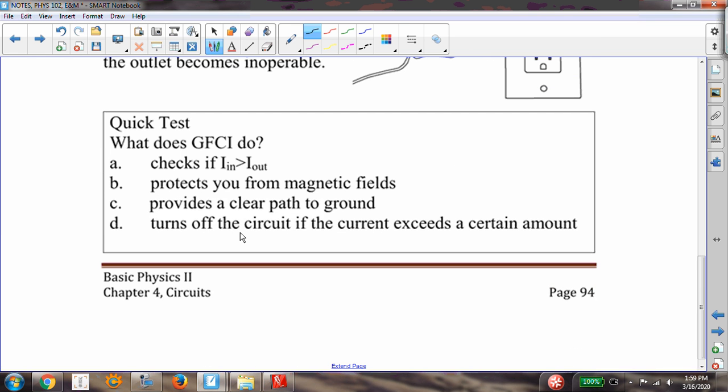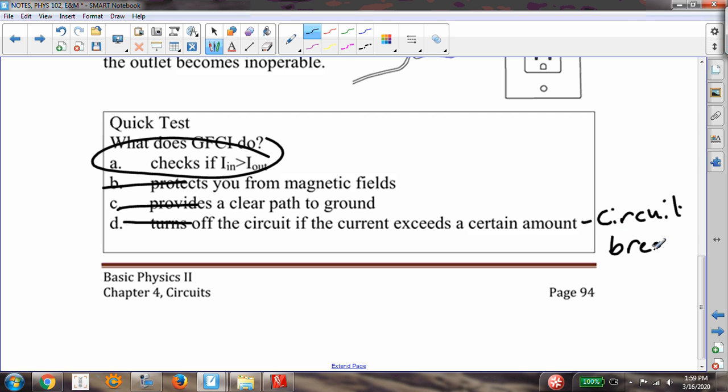What does a GFCI do? Okay, GFCI does not do this or this or this. GFCI does this. Students often confuse GFCI and circuit breakers. This is a circuit breaker. A circuit breaker kicks off, turns off, if you have too much current. The GFCI doesn't look for the amount of current. The GFCI only looks for a difference in current. If your current coming in and your current going out are different, that's bad. That means that you have current going somewhere where it's not supposed to be going, which usually means it's going into you. And so the GFCI checks for a difference between two different currents.